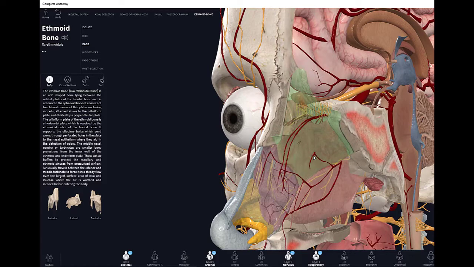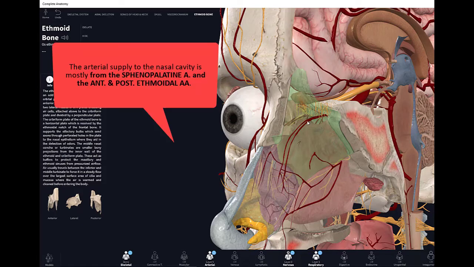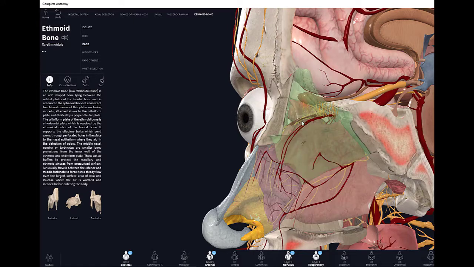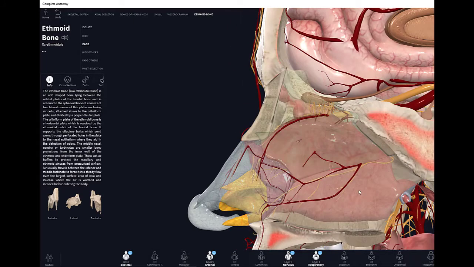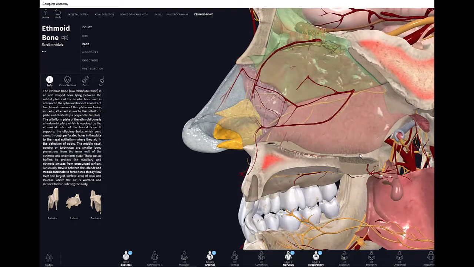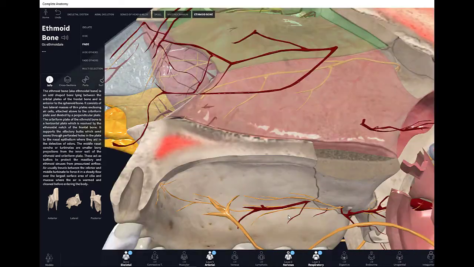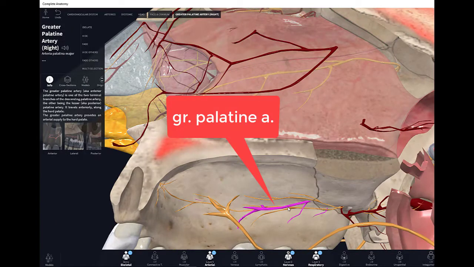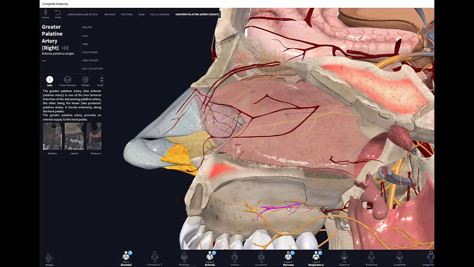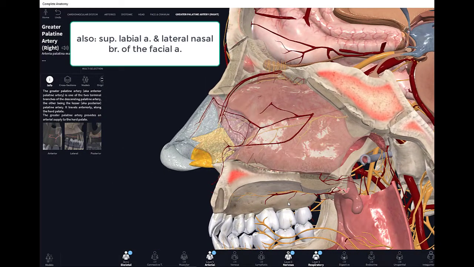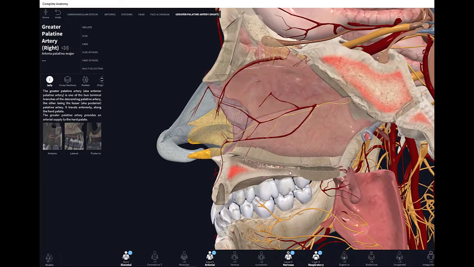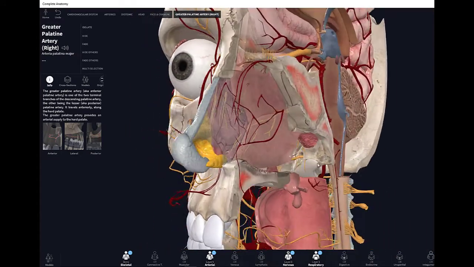And basically, in a nutshell, we could say that the arterial supply to the nasal cavity is largely from the sphenopalatine artery and the anterior and posterior ethmoidal arteries. In addition to that, also an artery called the greater palatine artery, which will be coursing down here, contributes to the supply of the nasal cavity. And last but not least, also the superior labial artery and the lateral nasal branches of the facial artery all help in supplying the lateral and medial walls of the nasal cavity with blood.